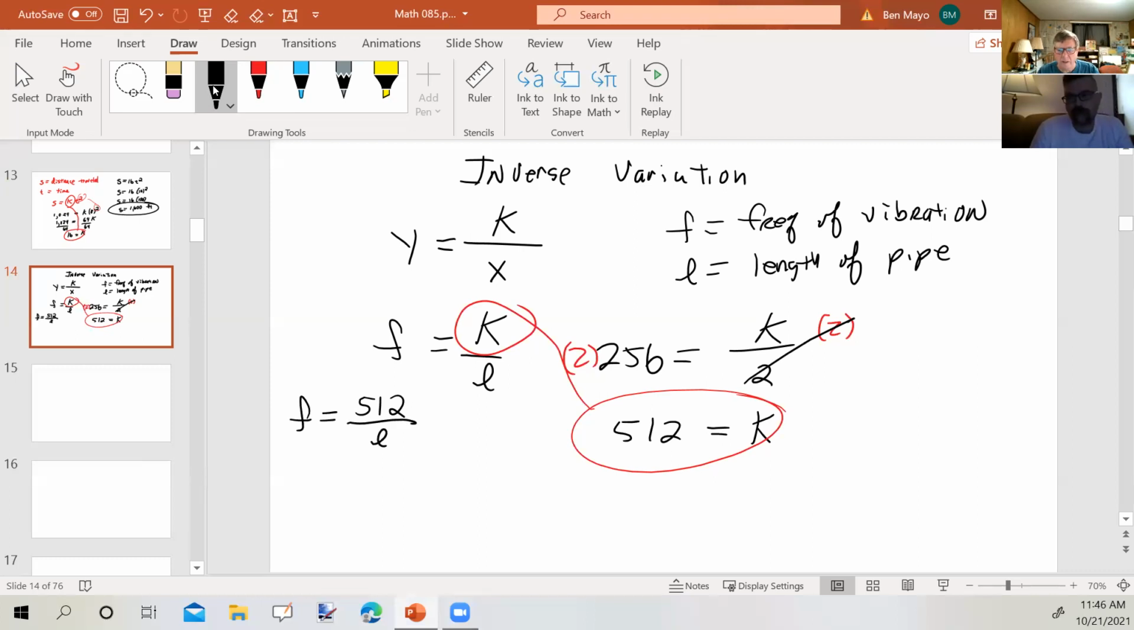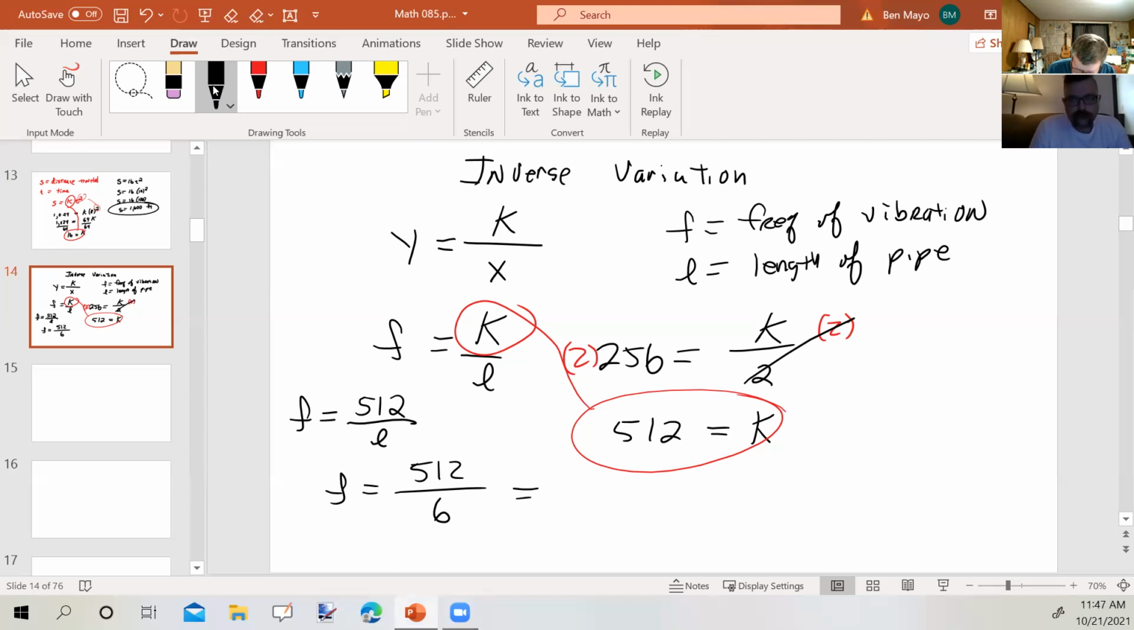So again, we read the initial problem to determine the type of variation. We identified the variables. We established the formula. We used some initial information to determine what K is for this particular situation. Then we put that value of K into the formula, and now we have a follow-up question. How far will it fall? Oops, wrong problem. How many times per second? That was the previous problem. How many times per second will a 6-foot pipe vibrate? So the frequency will be 512 divided by the 6 feet.